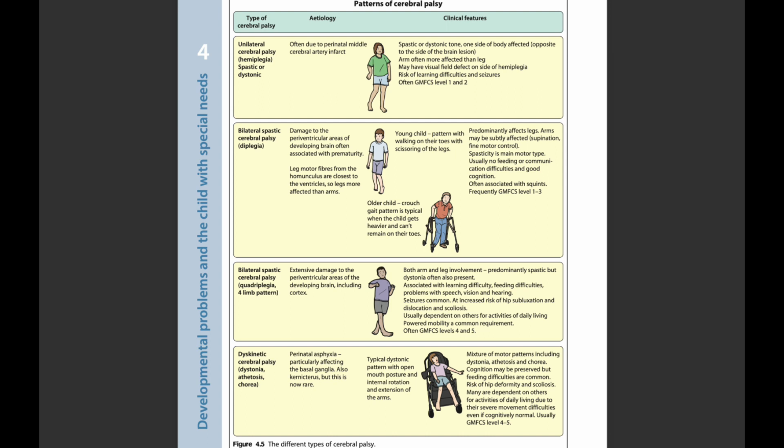Many are dependent on others for activities of daily living due to their severe movement difficulties, even if cognitively normal. Usually GMFCS level 4 to 5, which is self mobility with limitations, may use powered mobility. Level 5 is transported in a manual wheelchair.